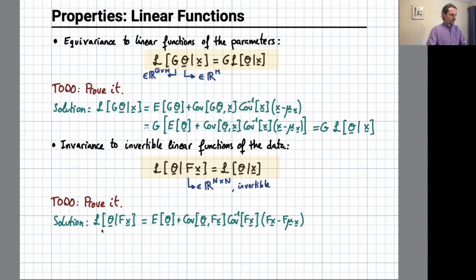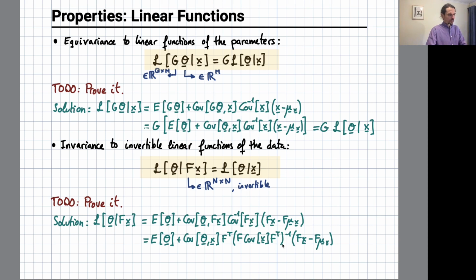Okay, so we again apply the general expression for the LMSE estimator, and now here we have the covariance of theta and f(x), and here the covariance of f(x) inverse, right? And this is our theta minus its mean. Okay. So here, applying again properties of the covariance, this f comes out to the right with a transpose, and here it comes to both sides because this is the covariance of a vector and itself.